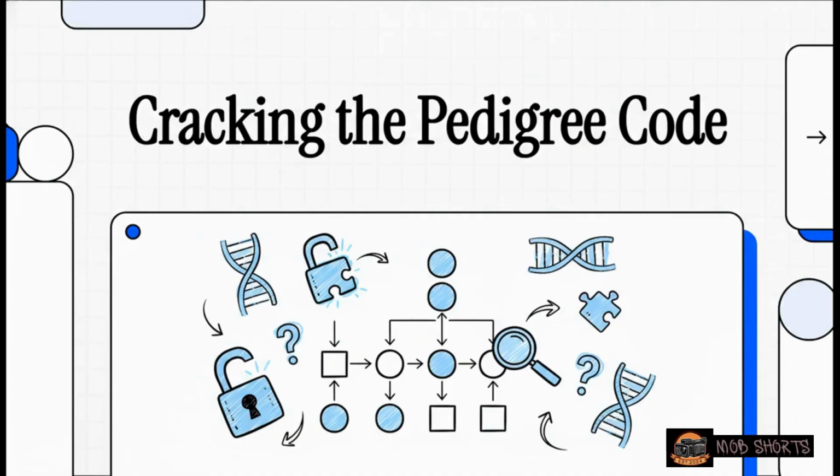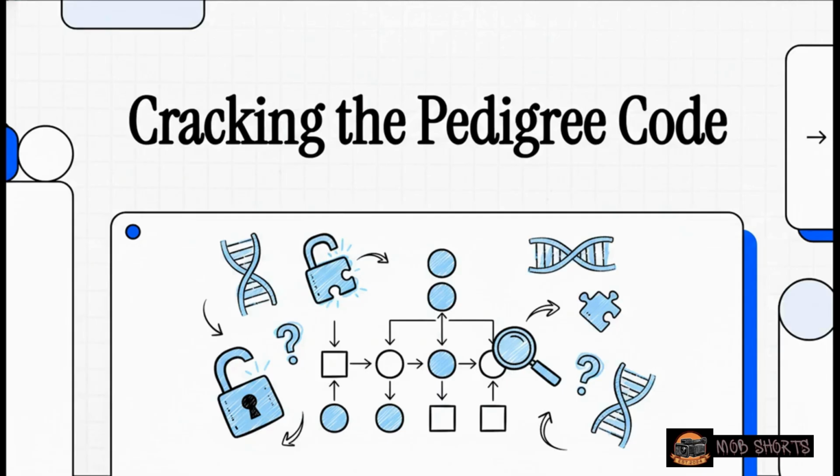Welcome back. Today, we are cracking the code on pedigree diagrams. I know. When you first look at one, all those squares and circles and lines can feel a little intimidating, but you are in exactly the right place. Stick with me, and by the end of this, you'll be solving these things like it's second nature.